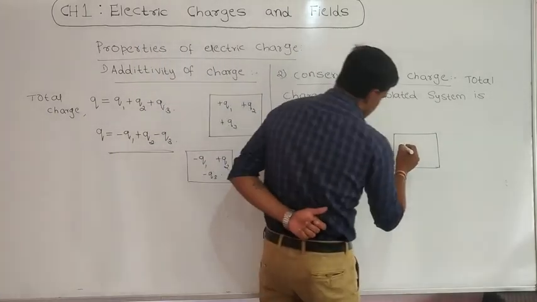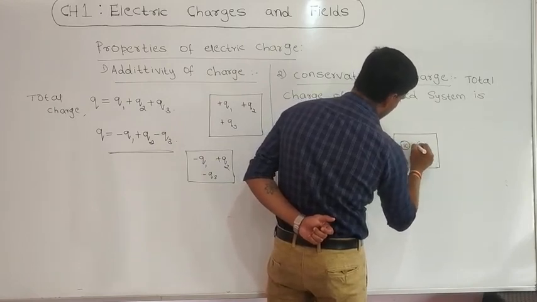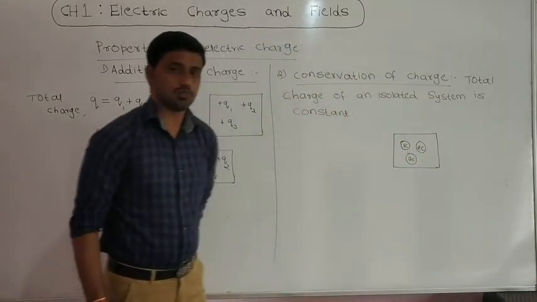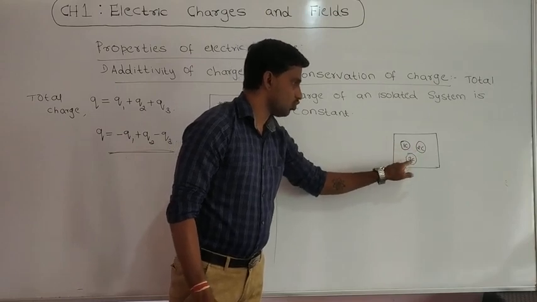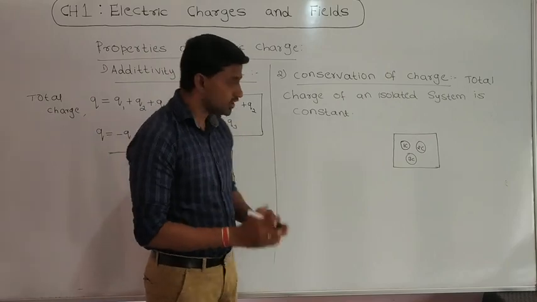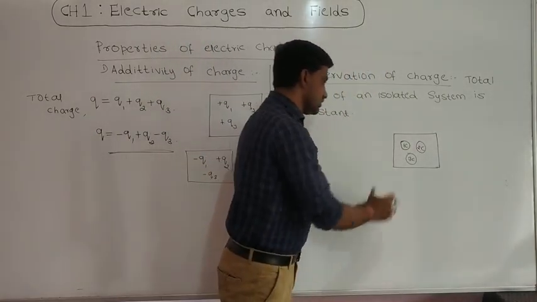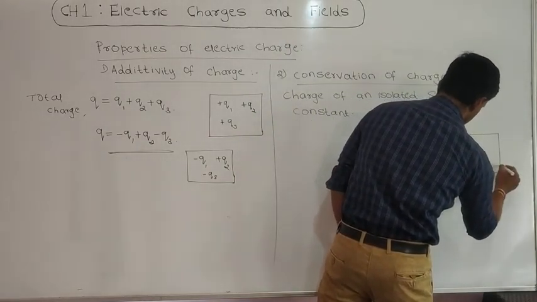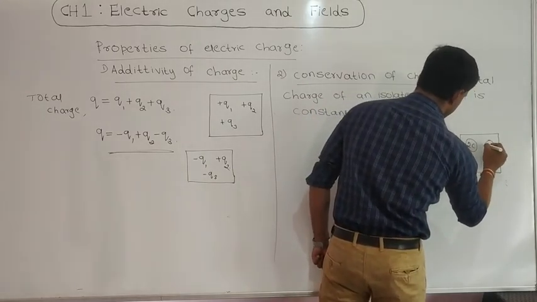If this system has charges, for example 1 coulomb, 2 coulomb, 3 coulomb, all positive charges. Assume that there are 3 charges: 1 coulomb, 2 coulomb, and 3 coulomb. Now I am going to shake this isolated system. After shaking, there is a displacement of charges. Here it may be 2 coulomb, here it may be 3 coulomb.